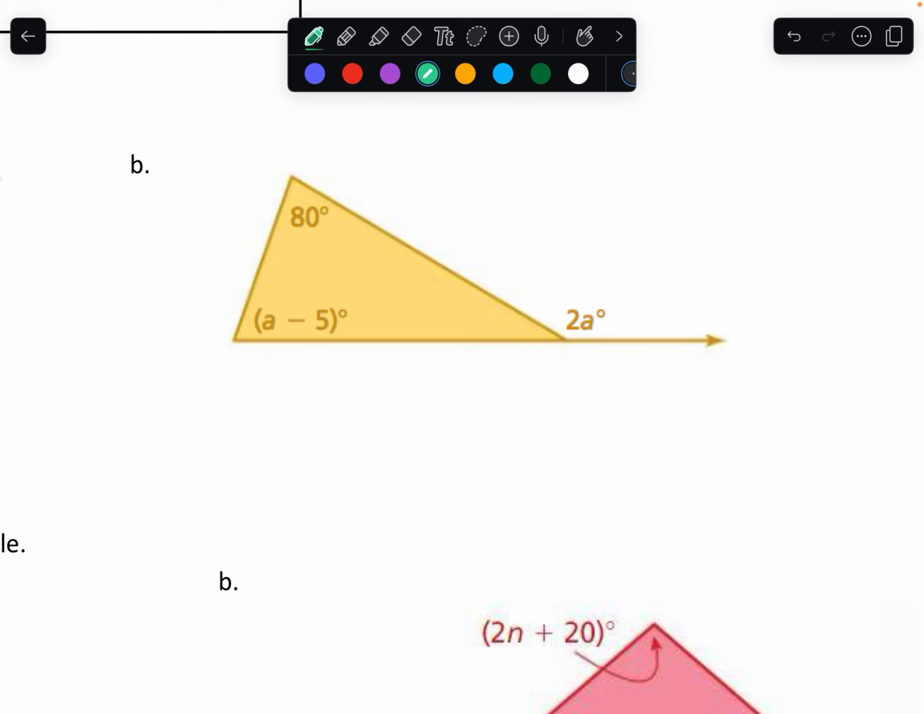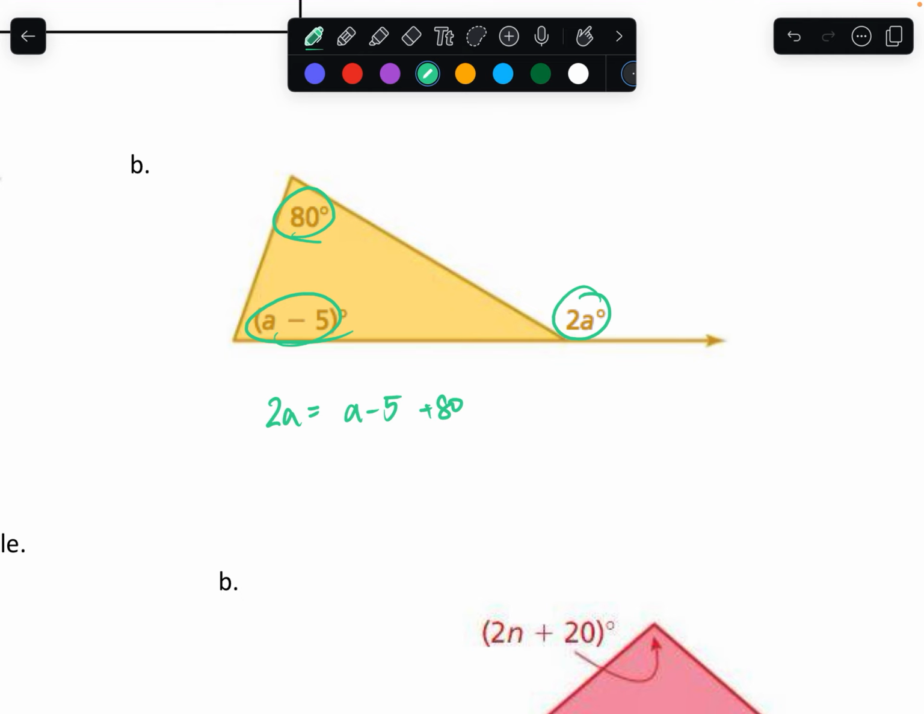And you maybe think, oh, sweet, we're done. Not really. You have to find the measure. So if a is 75, got to plug it back in. So 2 times a, which is 2 times 75. So you get 150 as your exterior angle. Okay, with that, now try these next two on your own.